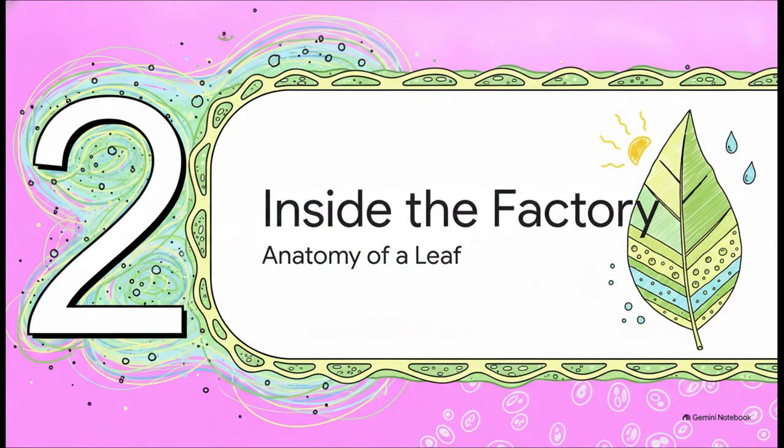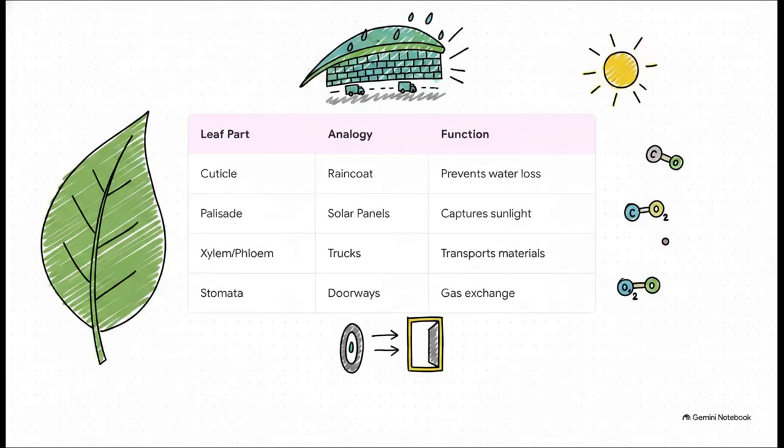Moving right along to Section 2, inside the plant factory, looking specifically at the anatomy of a leaf. It helps to think of a leaf as a highly efficient manufacturing plant. The cuticle on top is like a raincoat. It's a waxy layer preventing vital water loss. Right below that, the palisade mesophyll cells act like solar panels, packed tightly together to catch as much sunlight as they possibly can. Then you have the xylem and phloem. These act as the factory's delivery trucks, transporting water up from the roots and carrying the produced sugar away to the rest of the plant.